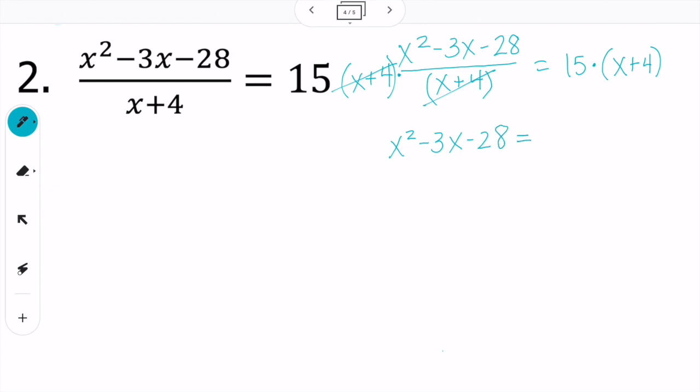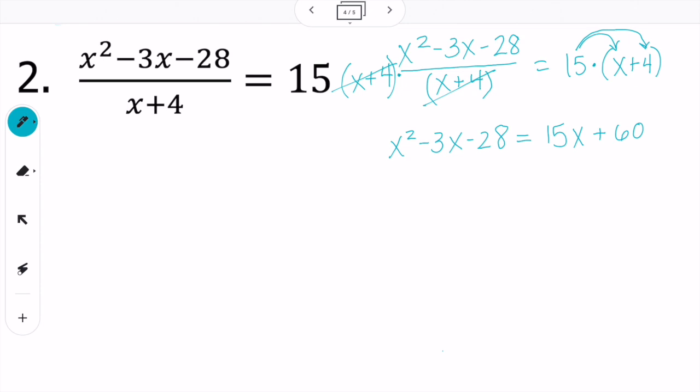But those will cancel each other out, which brings just the numerator down. On the right-hand side, I do need to multiply. I'm multiplying to both terms. So I'll get 15x, and 15 times 4 is positive 60. Remember, I'm just distributing here, multiplying to both pieces.